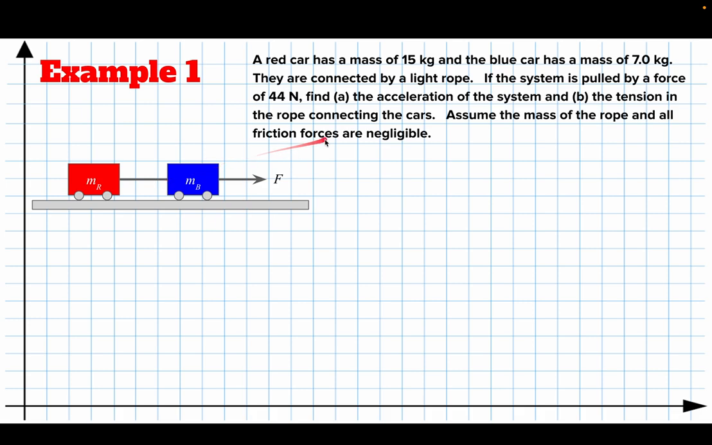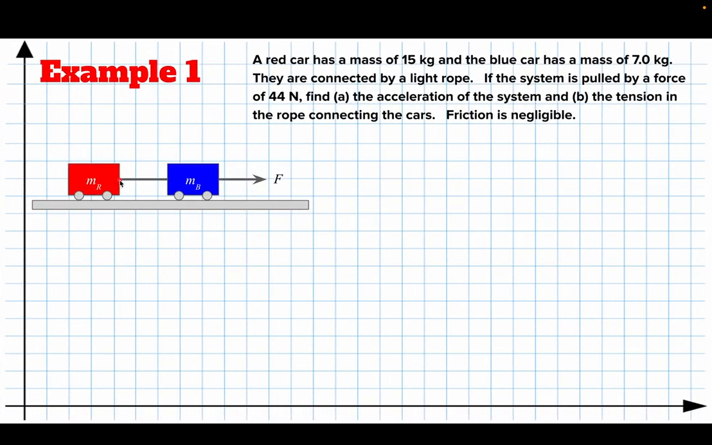All right, and it's important to note that we're going to assume that the mass of the rope and the friction forces are negligible. So if the rope itself has no significant mass, it means it doesn't have any significant inertia, which means that whatever force it applies on the blue car is the exact same as the force that it applies on the red car. The forces are equal. We don't need to worry about its mass.